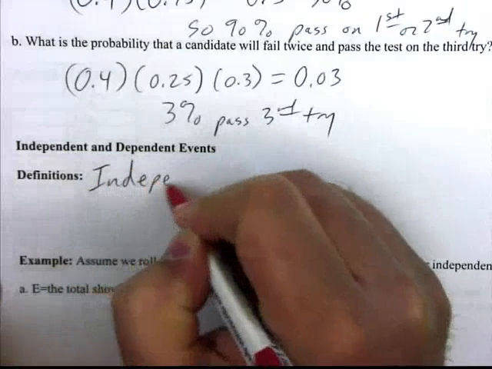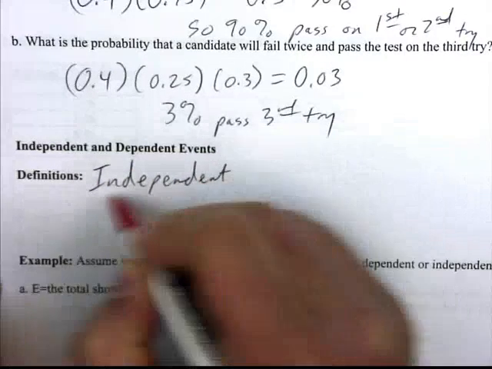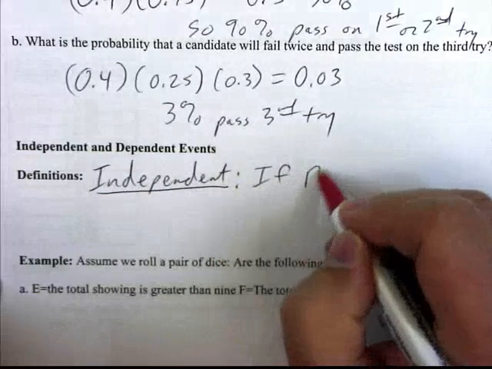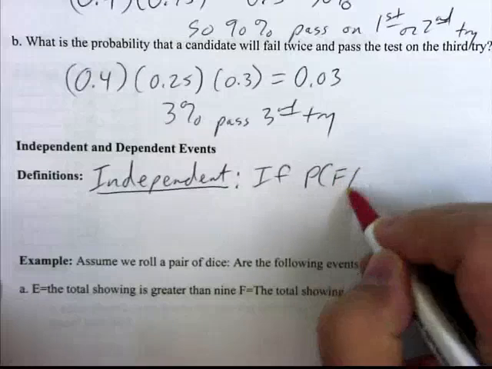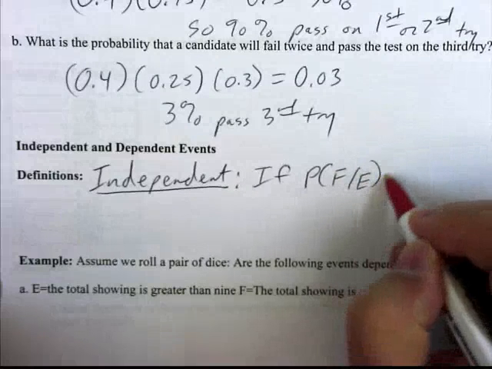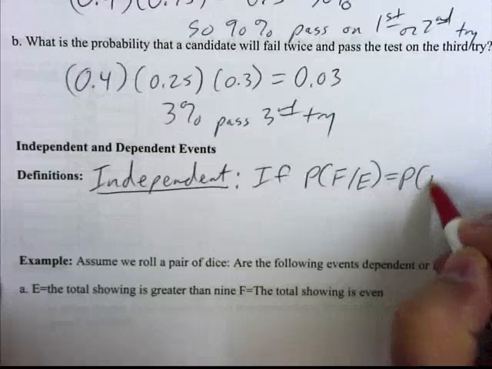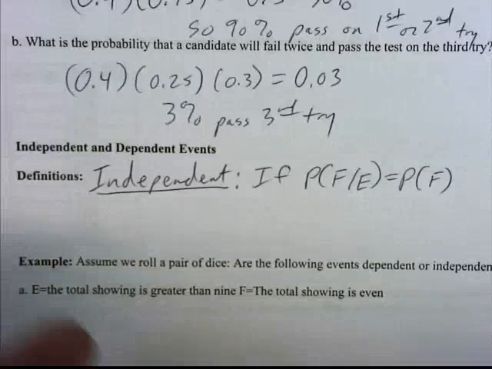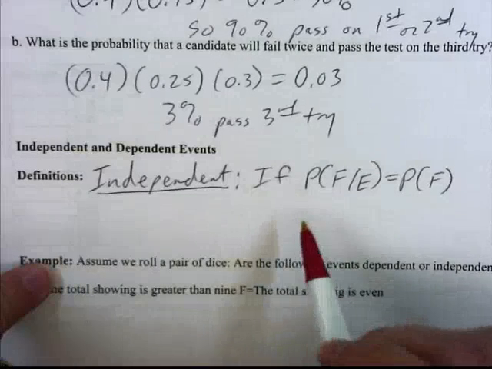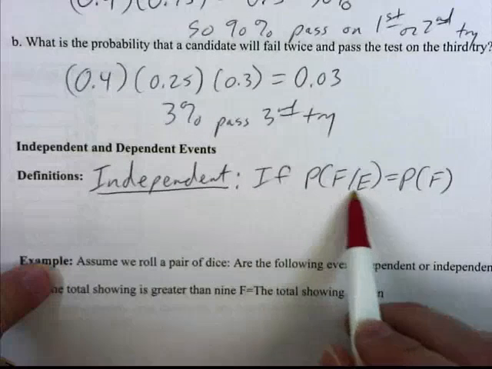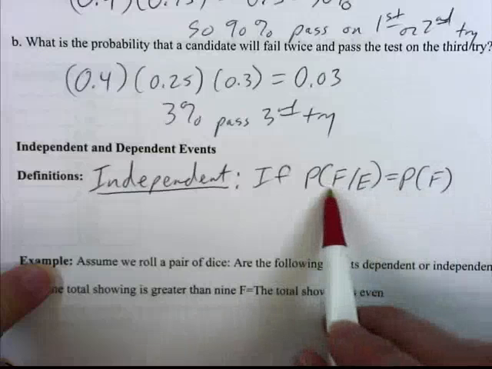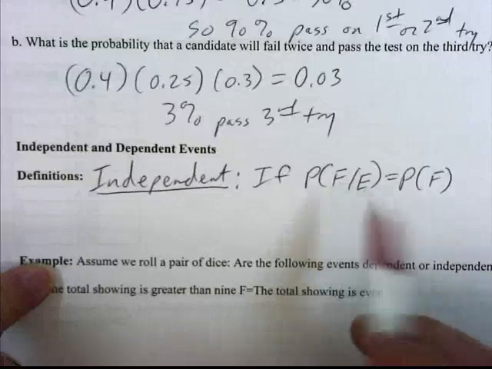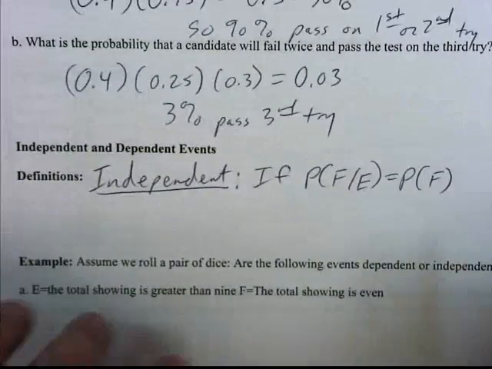So the definition of independent events is if the probability of F given that E occurs is equal to the probability of just plain old F, not even caring about E. And notice that makes sense, because if the probability of F is the same as the probability given that E occurred, E didn't make any difference to F, so we consider those independent.